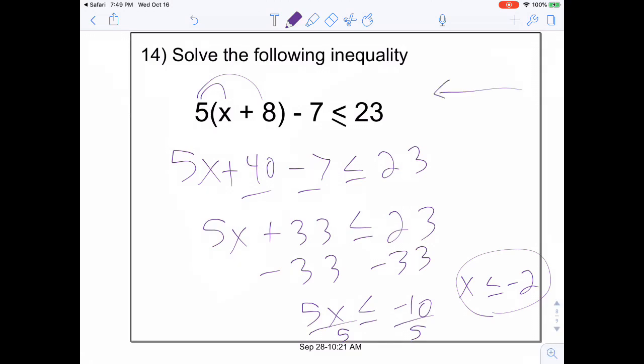On a number line here, negative 3, negative 2, negative 1. That would be a filled-in circle, a closed circle, and it would go to the left. Interval notation, negative infinity to negative 2. Always a parenthesis at infinities and a bracket at negative 2.